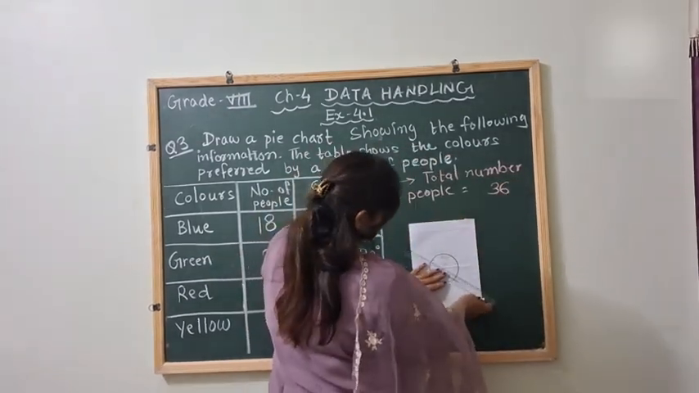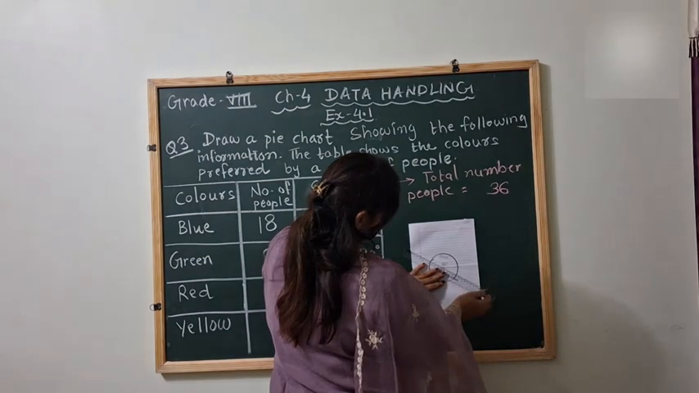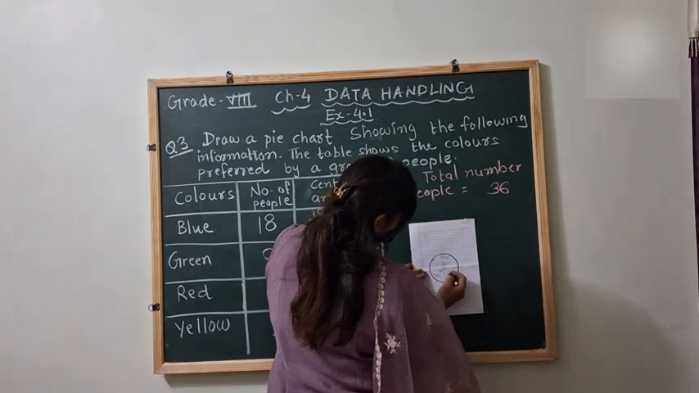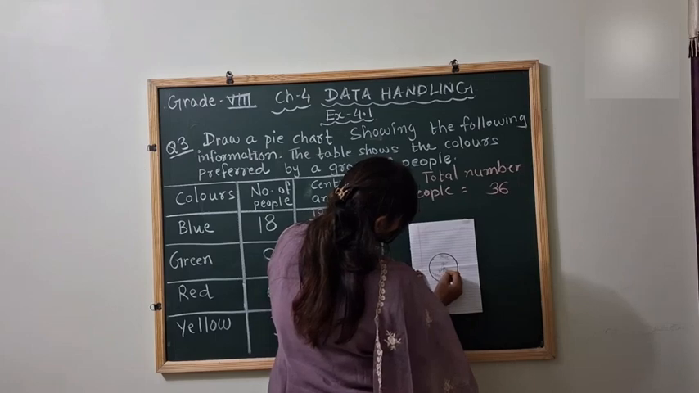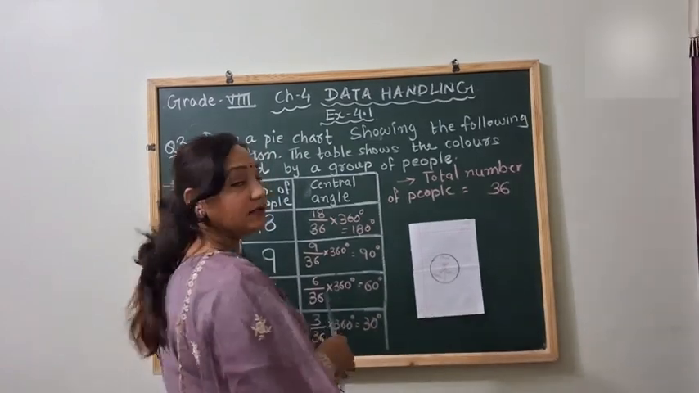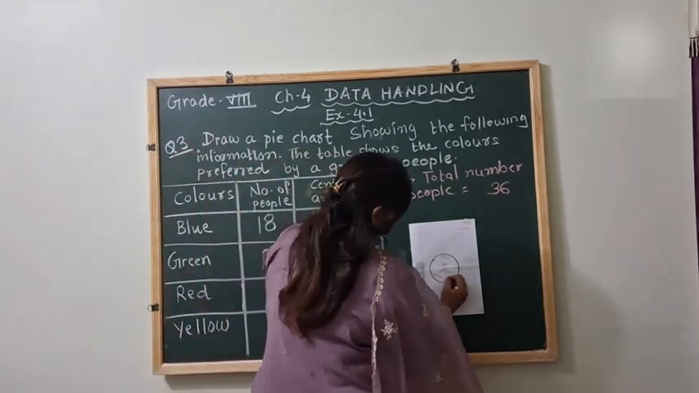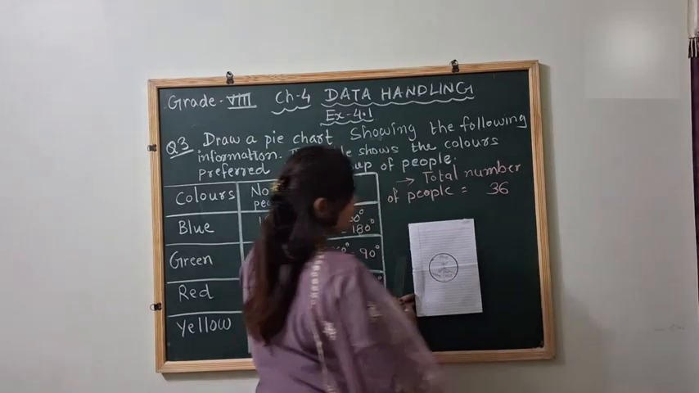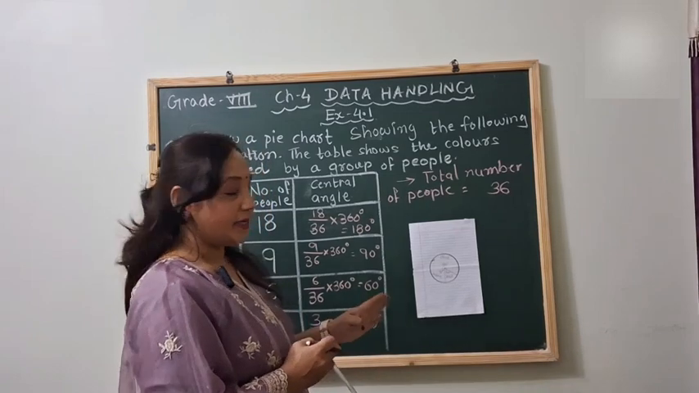So starting from the center point till the dot, draw the radius. So this is 60 degrees. You can see, students, 60 degrees, and this is red color. This portion shows the number of people who like red color.